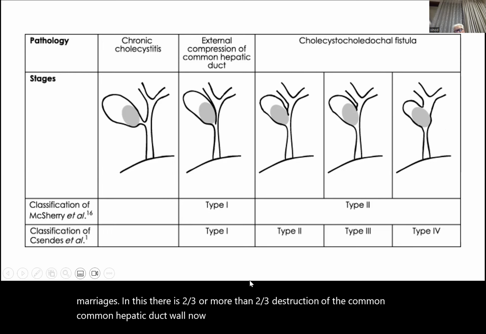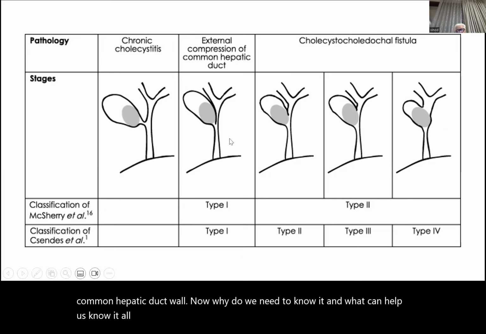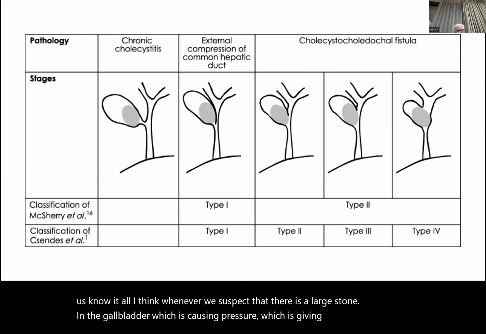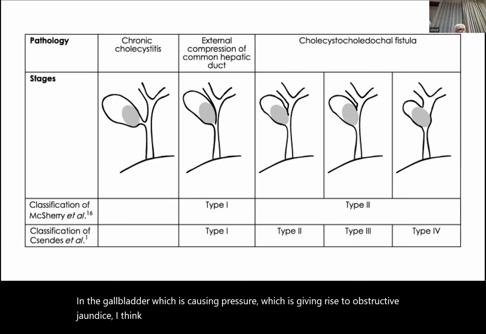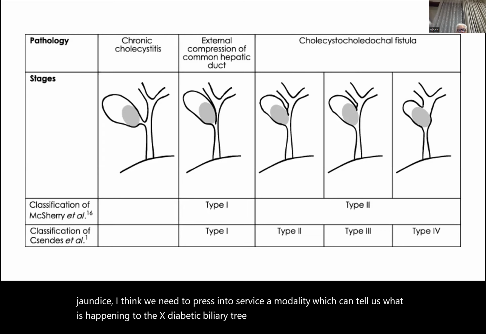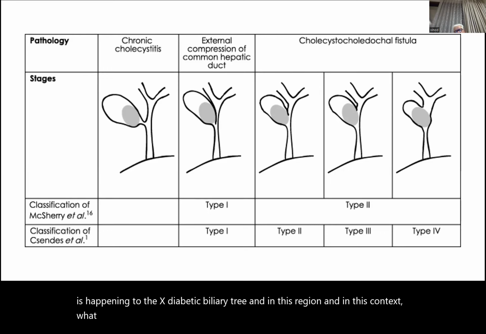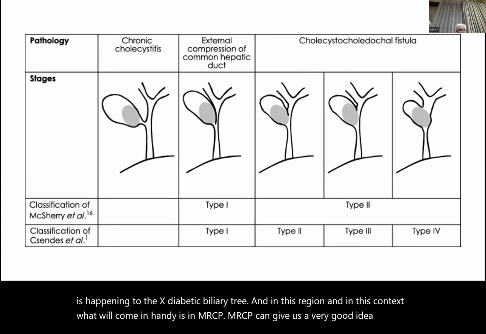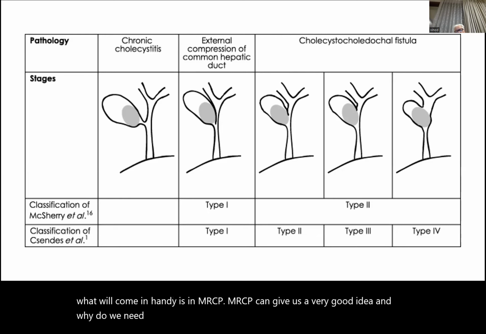Now, why do we need to know it and what can help us know it all? I think whenever we suspect that there is a large stone in the gallbladder which is causing pressure, which is giving rise to obstructive jaundice, we need to press into service a modality which can tell us what is happening to the extrahepatic biliary tree. And in this context, what will come in handy is an MRCP. MRCP can give us a very good idea. And why do we need it all before surgery?